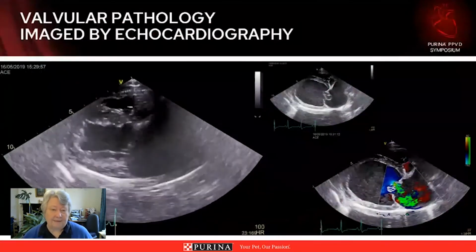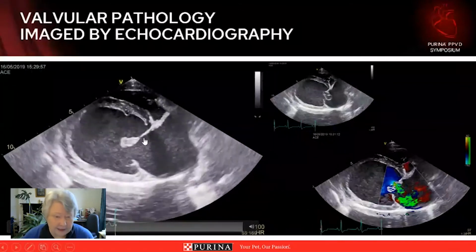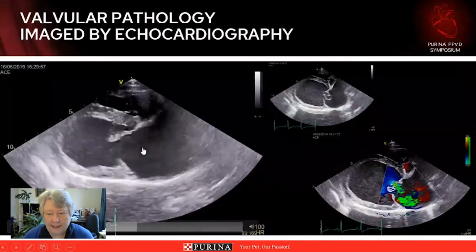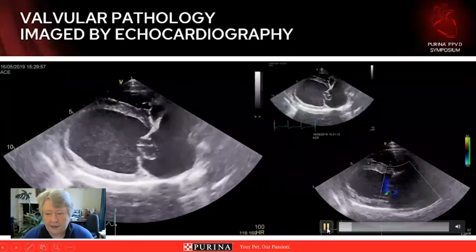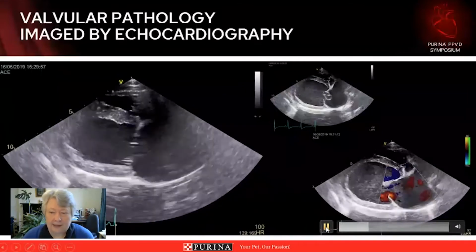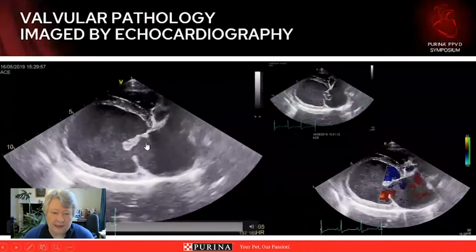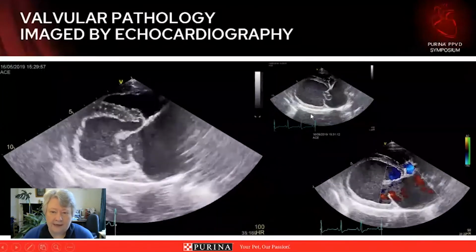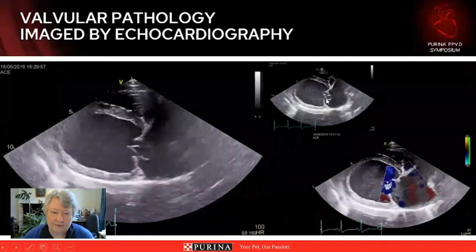So this is what we see with our progressive disease. So there's a certain redundancy of the leaflet tissue. So during ventricular systole, associated with the mitral regurgitation, as you can see from the image on the right, with the colour flow Doppler showing severe mitral regurgitation, you can see during systole that there's this severe ballooning up of the valve. So on the still image here, you can actually see this is often called a parachute valve.